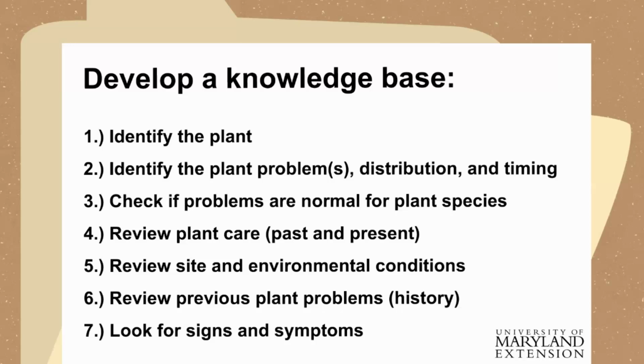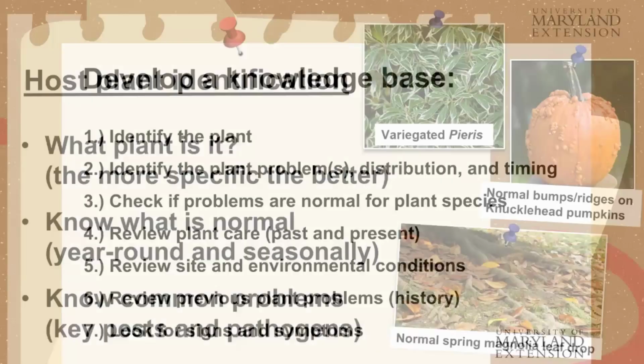Reviewing the site itself and environmental conditions. Maybe we had a recent weather event that could have affected the plant. Reviewing previous plant problems. Is this a historical problem they're seeing every year at this time of year? Is this something new? And then looking for signs and symptoms. This is when we'll delve into particular signs and symptoms for insects and mites.